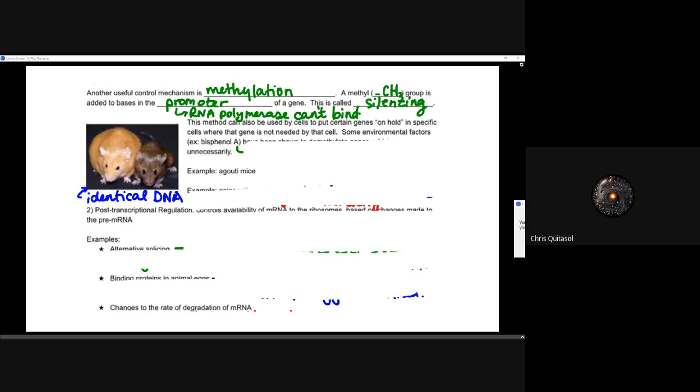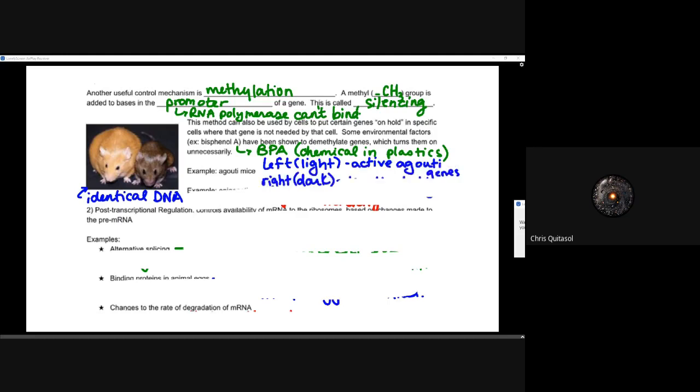So when you think about how cool and how specialized it is, and then you think about environmental factors like bisphenol A, which is shown to demethylate specific genes and turn them on unnecessarily. That BPA is a chemical that's found in many plastics, or, not as much as it used to be, but it used to be found in many plastics. It really activated some genes that didn't really need to be activated. So the example that I'll talk about are the agouti mice.